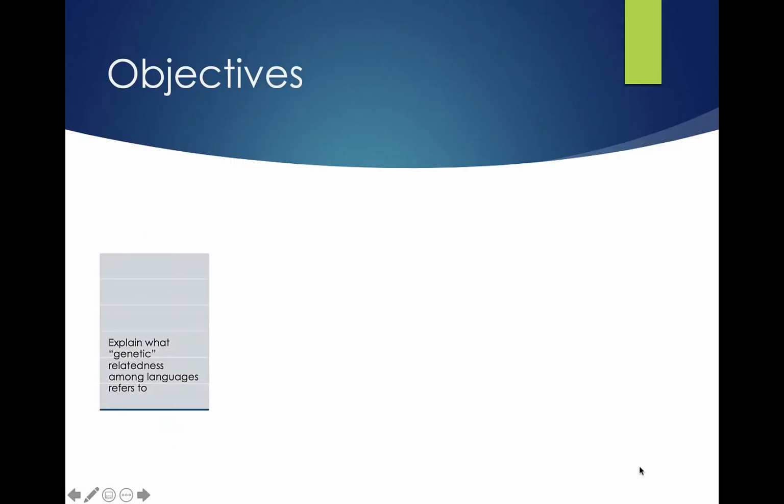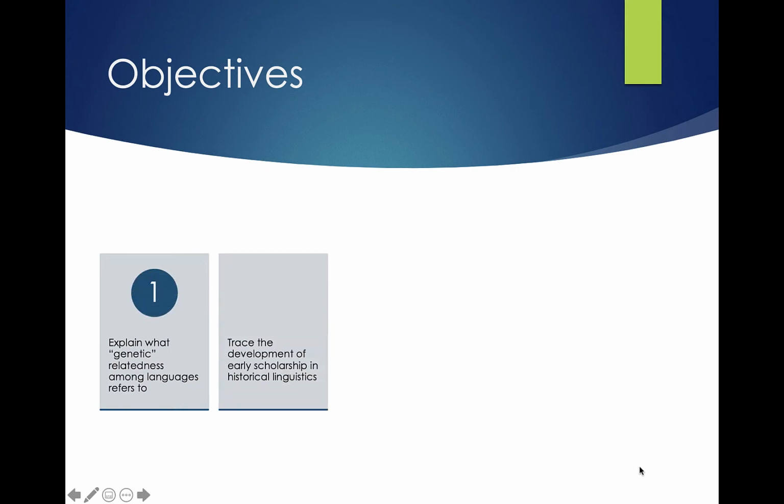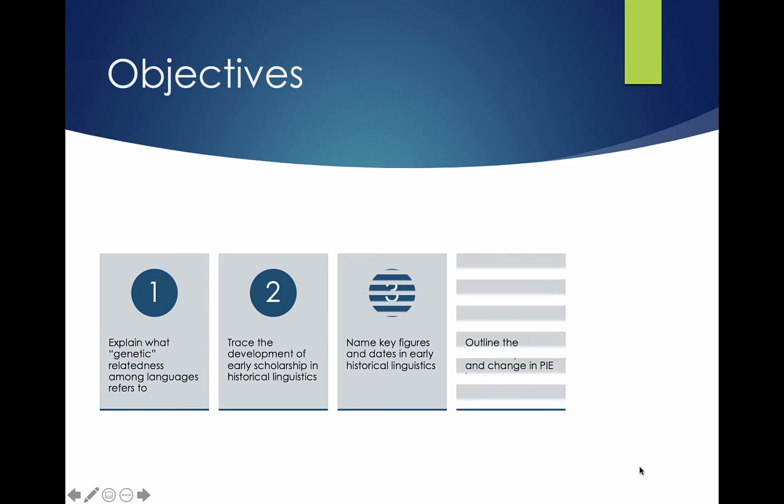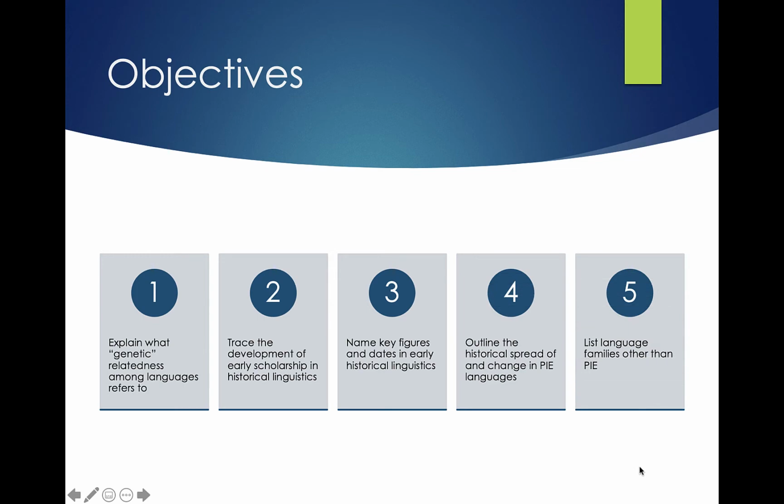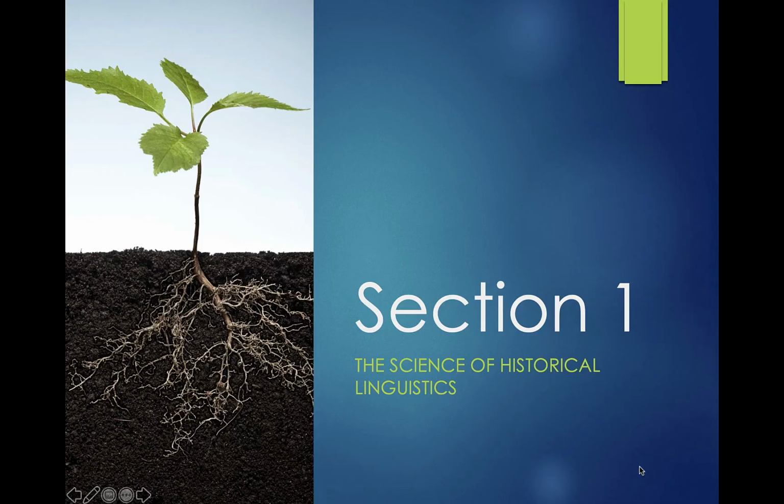Our goals today are to explain what it means for languages to belong to a particular family, to trace the development of scientific thought on how modern languages came to be, to discuss key scholars in historical linguistics and their contributions to our understanding of the subject. We will also provide a brief outline of where Indo-European languages originated and how they spread over time, and briefly address language families other than Indo-European. Let's start with the scientific thought on historical linguistics.